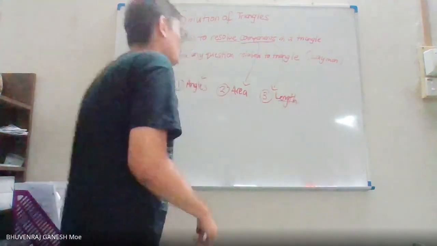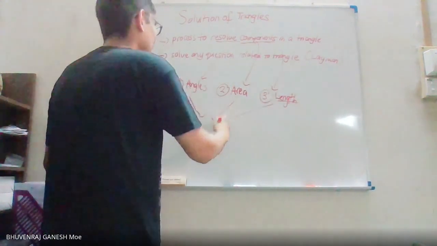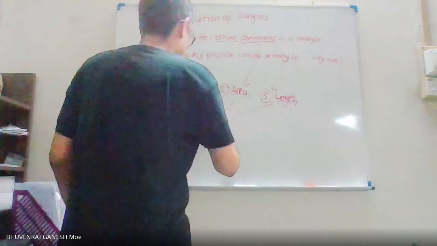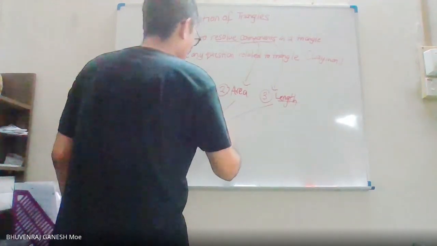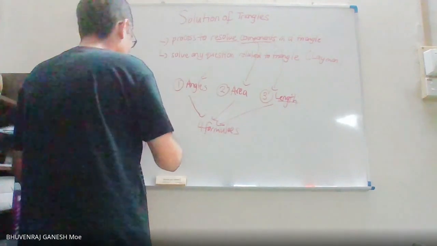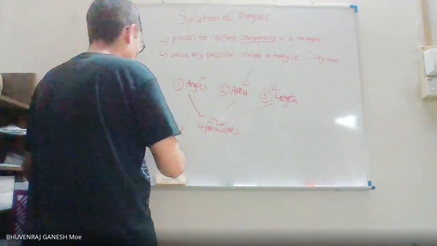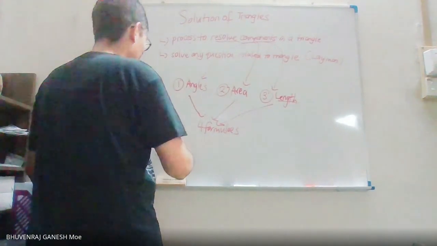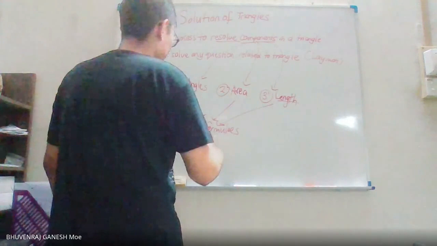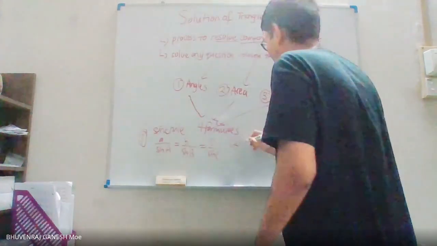So basically, all these three will come down to using formulas. If you see carefully, there are four formulas you need to know in this chapter. The first, basic one is the sine rule, which is a over sine A equals b over sine B equals c over sine C. And then the second one is the cosine rule.